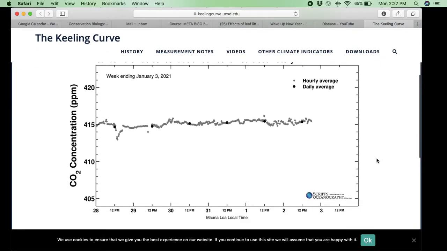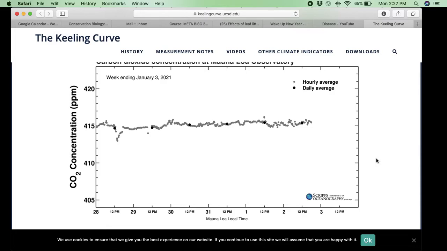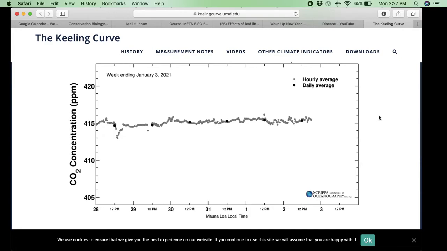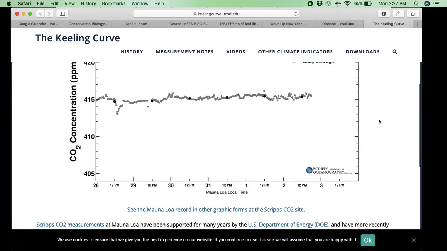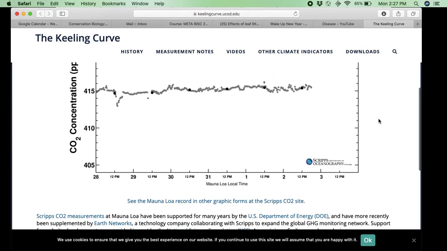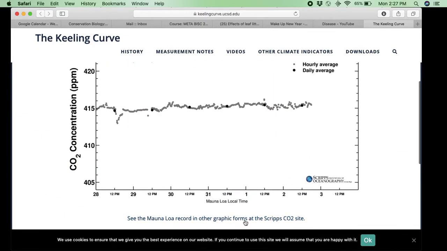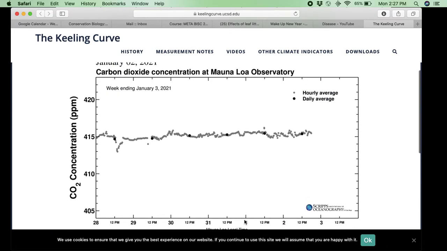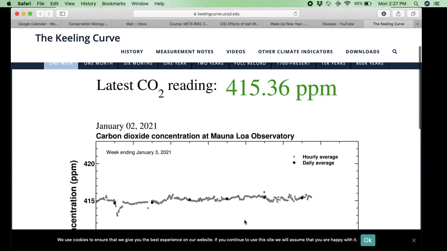And these are all of the measurements for the last week. The gray dots are the hourly average and the black dots are the daily average. And so we can go back and see other records as well. So 415 is very high.